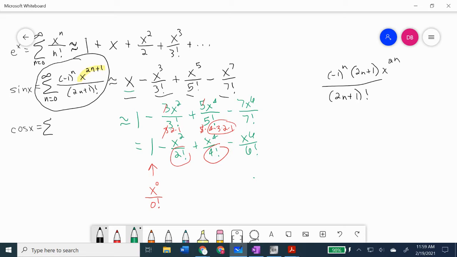And then my factorial in the denominator is a 2n plus 1. And then I subtract 1 to get 2n, and voila. 2n factorial ends up being the denominator with parentheses around that 2n. And notice that both sine and cosine have negative 1 to the n in their formula.